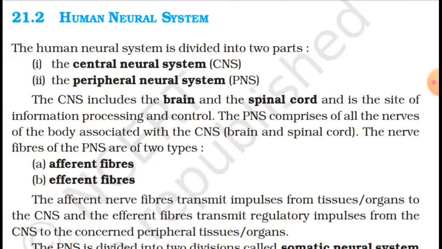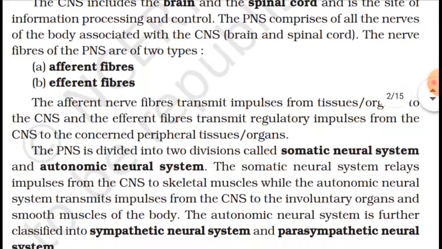When we talk about the PNS, or peripheral neural system, it comprises all the nerves of the body associated with the CNS, that is, the brain and spinal cord. The nerve fibers of the PNS are of two types. So basically the human neural system has two parts, CNS and PNS, and the PNS is further of two types, afferent fibers and efferent fibers.